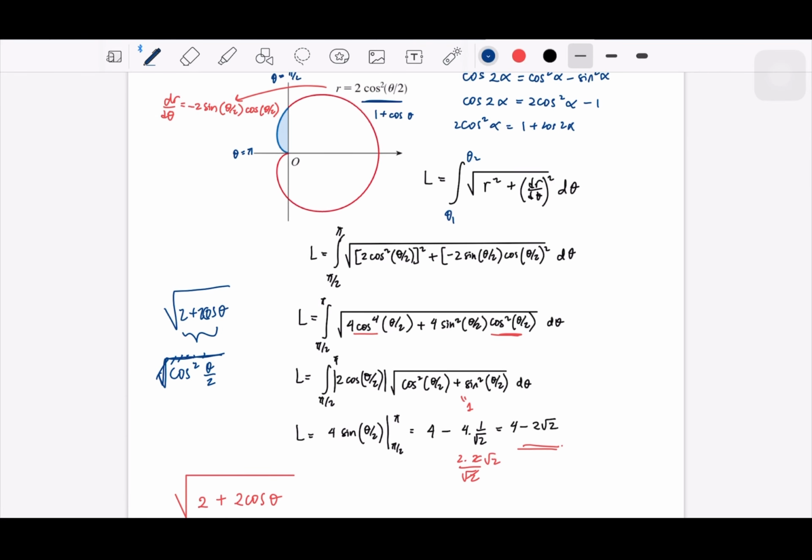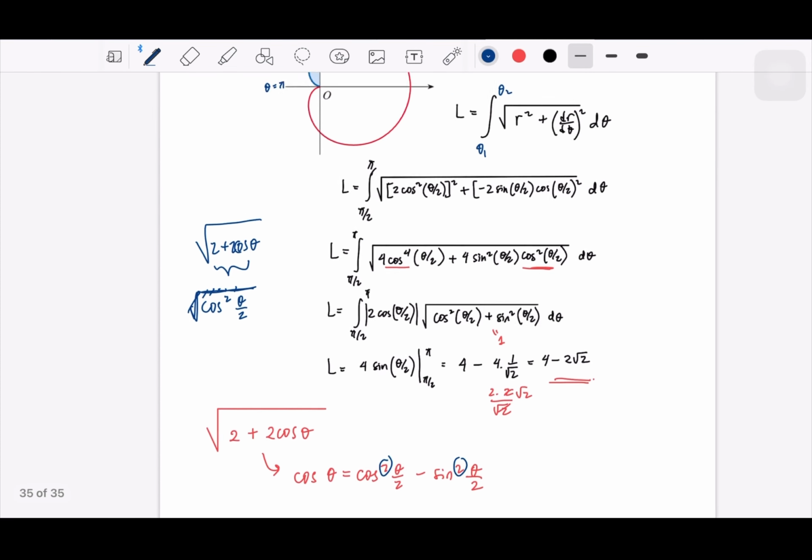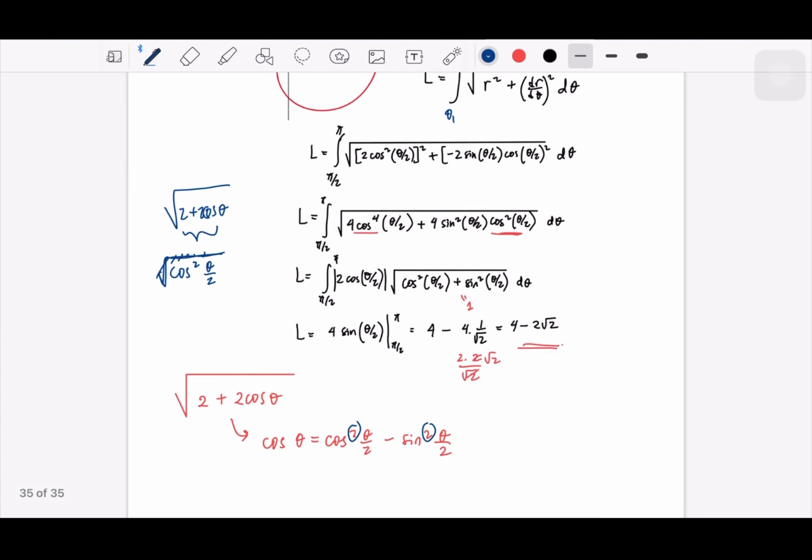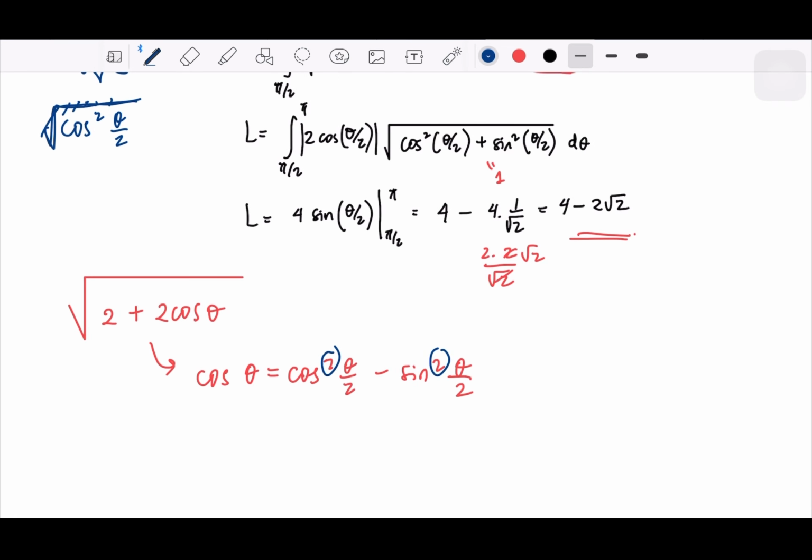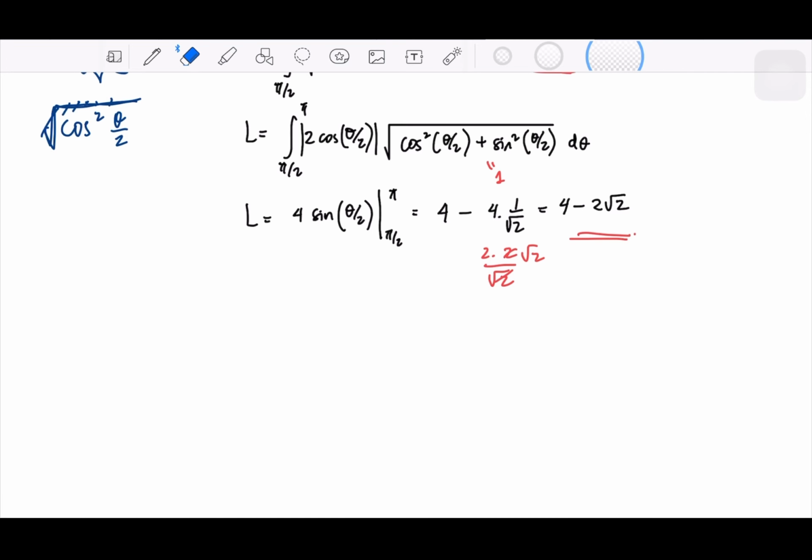Okay, number 2, the area. I think the area is much more direct. We can use the sector. Let me just erase this. So the area will be from pi over 2 to pi. And always remember, in every polar curve, your area should be equal to half r squared d theta. Okay, the sector, like the sector in the circle.